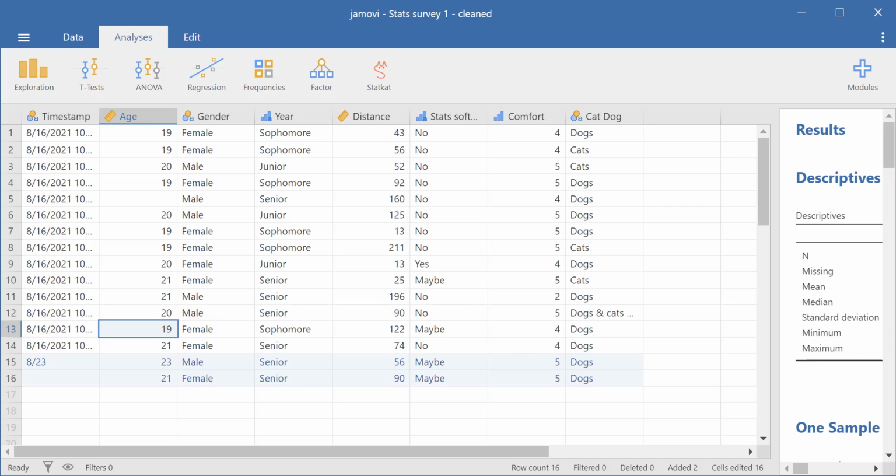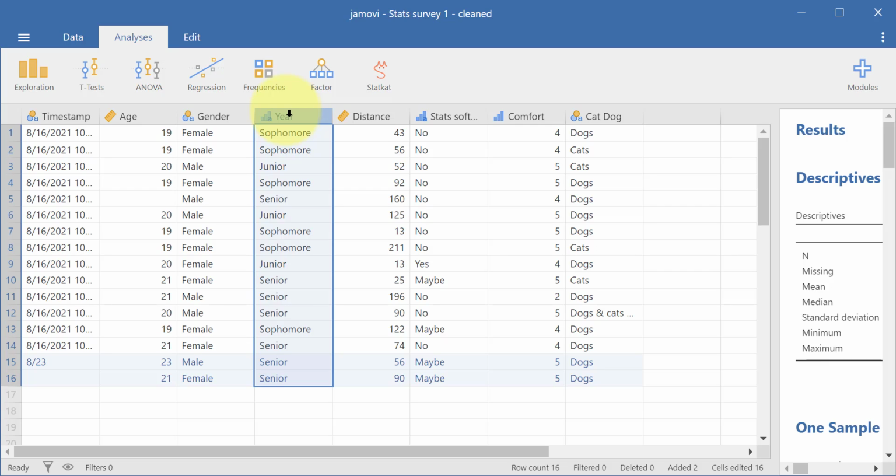So what I have here is our stat survey that we took at the very beginning of class, and I wanted to ask a question. My question here is, does the year that somebody is, sophomore, junior, or senior, so we only have 3 levels, affect the distance that somebody lives away from campus? So maybe we think that sophomores don't come as far, but maybe seniors do, for example. That might be a hypothesis that we have.